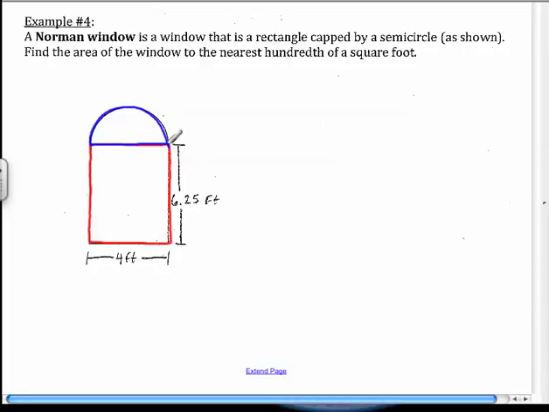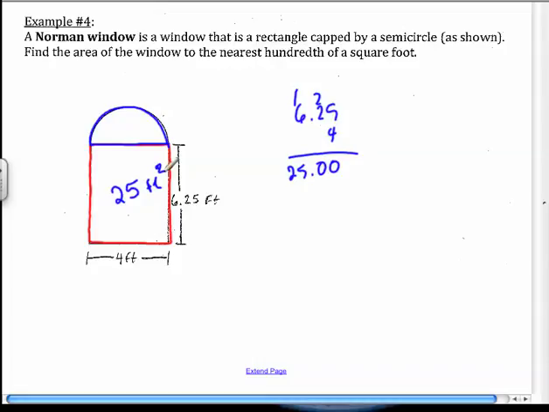Okay? So this says a Norman window is a window that is a rectangle capped by a semicircle, as shown. Find the area of the window to the nearest hundredth of a square foot. Now guys, the very first thing I'm going to do is find the area of this rectangle. And that's just 6.25 times 4, and that's going to be 25. All right, so the area of the rectangle is 25 feet squared.